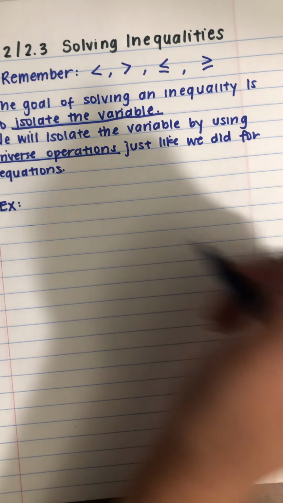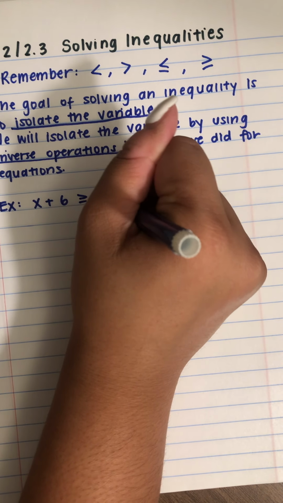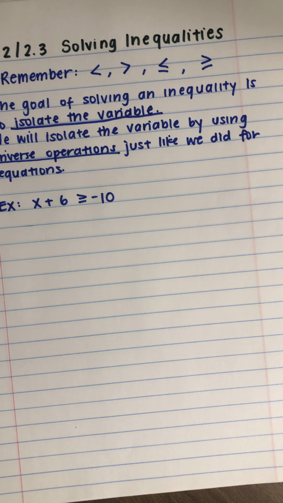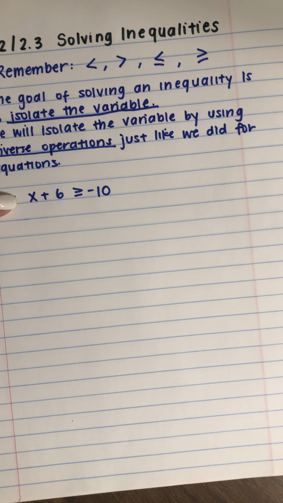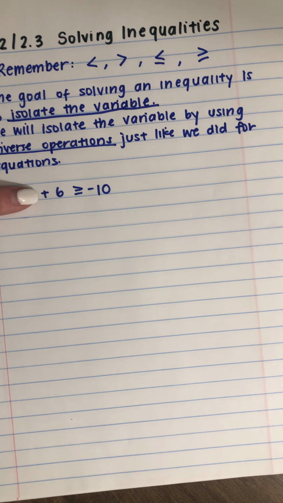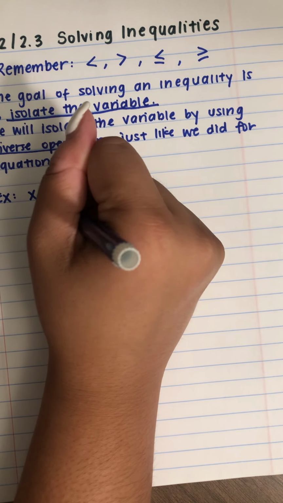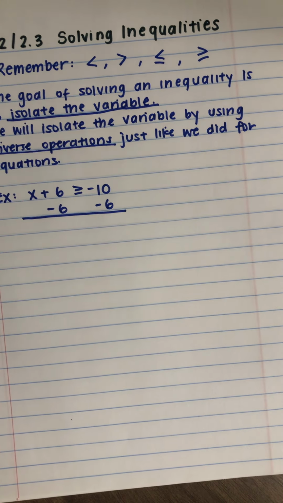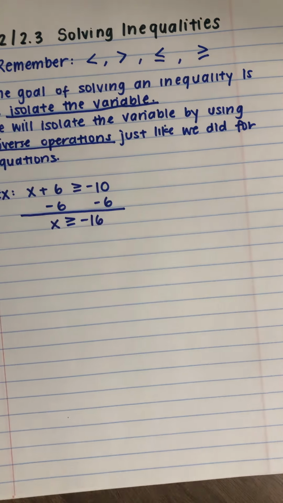So our first example is x plus 6 is greater than or equal to negative 10. We are going to solve this inequality and graph it as well. So again, our goal is to isolate our variable x, and to do so we are going to use the inverse operation to undo our positive 6. So to undo our plus 6, we are going to use subtraction because that is the inverse operation of addition. So we are left with x is greater than or equal to negative 16.